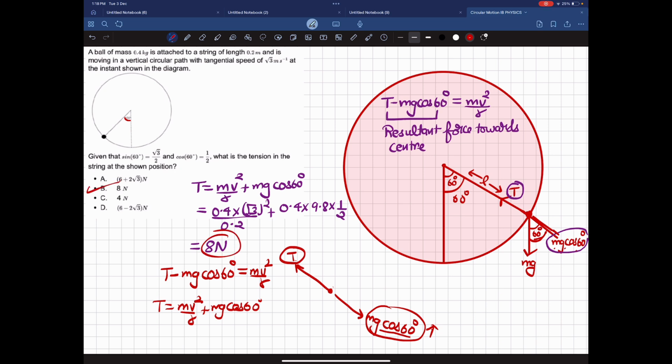This is nearly similar to the bottom case that we did. We did that mg is downwards, tension is upwards. So we did tension minus mg is equal to mv square by r. What's so different with this? Now it's only at an angle. So it will be tension minus mg cos 60 is equal to mv square by r.